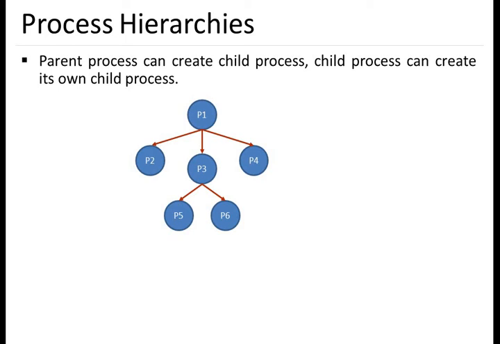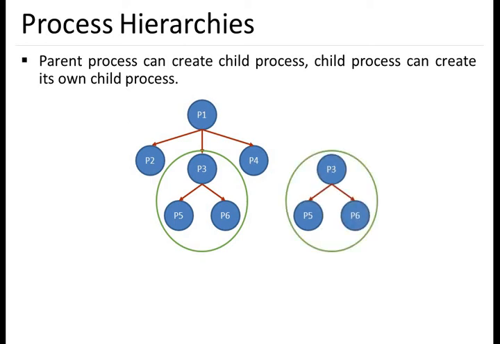Now as I have said, each process can create its own child process. So it may be possible that P3 cannot execute the whole task, so it also creates some other child processes to simplify the task. P3 creates two child processes, P5 and P6. Now whenever a child process creates child processes, it is treated as the parent process of those child processes, P5 and P6.